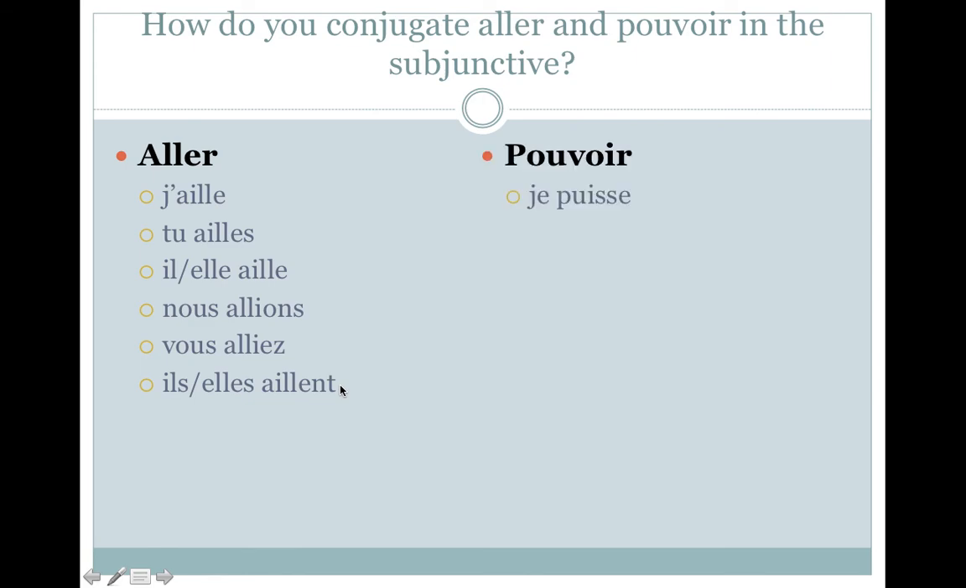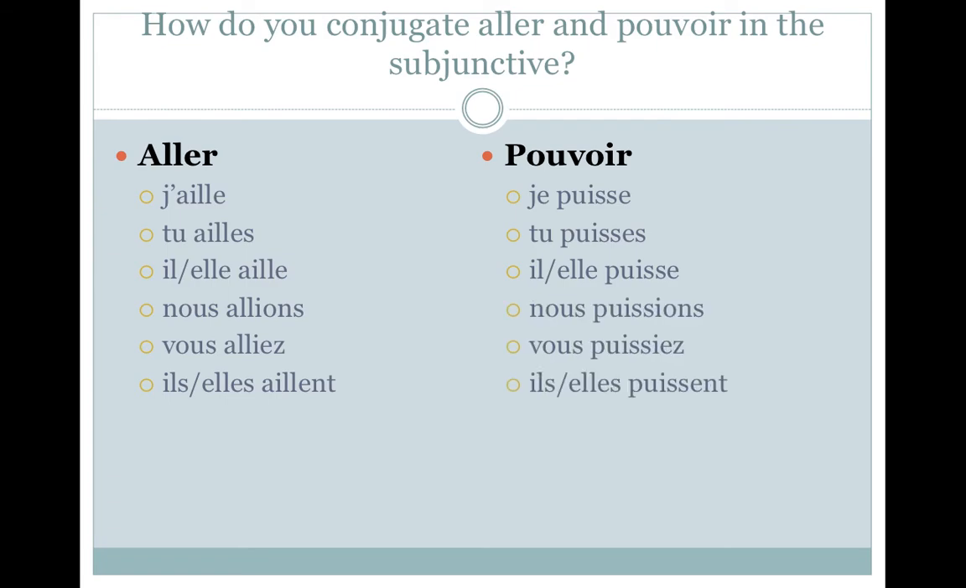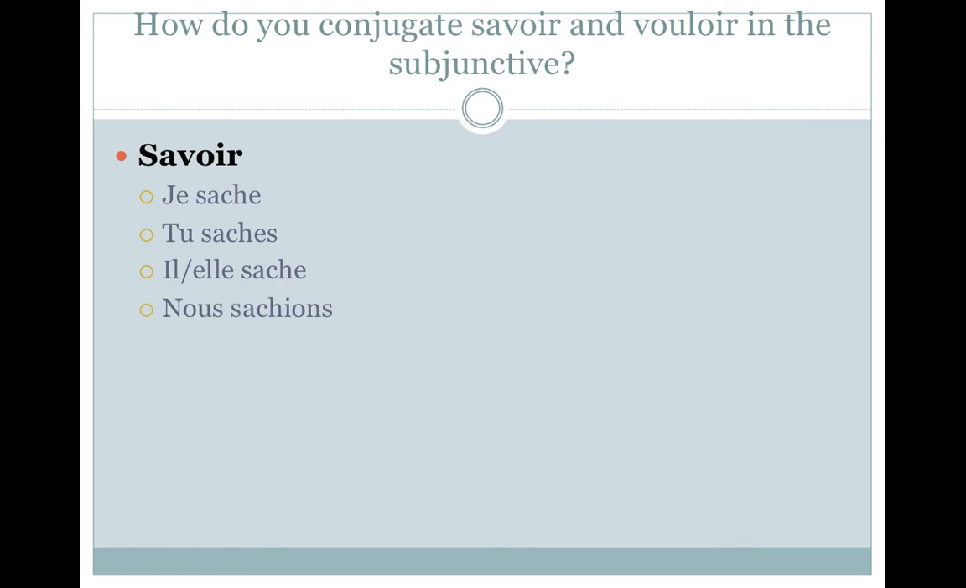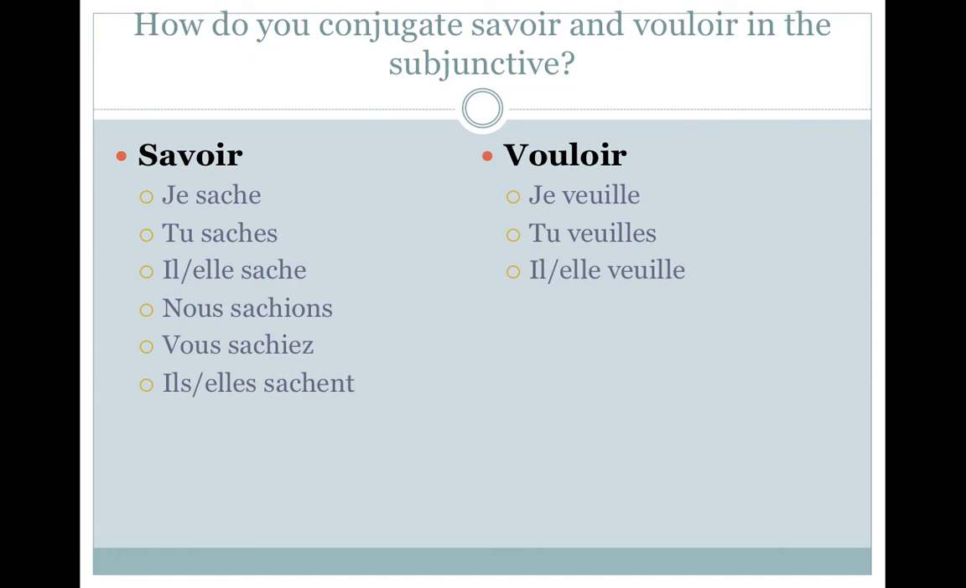In pouvoir, je puisse, tu puisses, il, elle puisse, nous puissions, vous puissiez, ils, elles puissent. And then our last 2 irregular subjunctive verbs, savoir, je sache, tu saches, il, elle sache, this is always a fun one to say. Nous sachions, vous sachiez, ils, elles sachent. Et finalement, vouloir, je veuille, tu veuilles, il, elle veuille, nous voulions, vous vouliez, ils, elles veuillent.